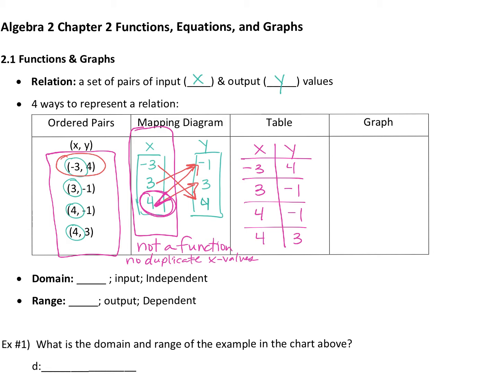And then the last one is we can graph those points. And we're just going to freehand graph this right now as best we can. When you need to graph, though, put it on a grid, put it on a coordinate plane in the homework. It's just much more accurate. Okay, so we have negative 3, 4. All right, that's going to be over here. We have 3, negative 1. 1, 2, 3, negative 1. We have 4, negative 1. And we have 4, 3.